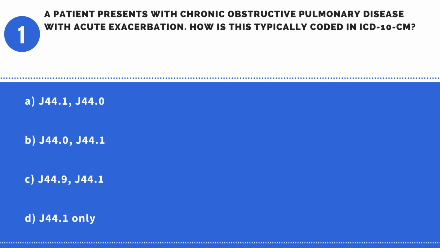Question 1. A patient presents with chronic obstructive pulmonary disease with acute exacerbation. How is this typically coded in ICD-10-CM? A. J44.1, J44.0. B. J44.0, J44.1. C. J44.9, J44.1. D. J44.1 only.